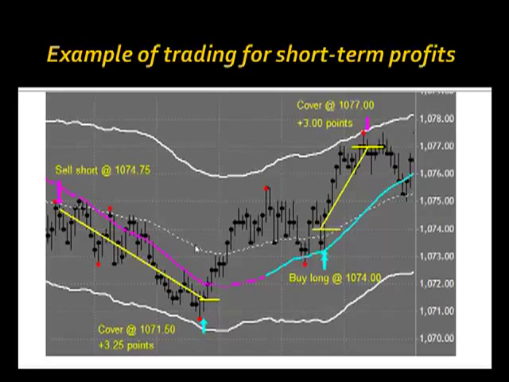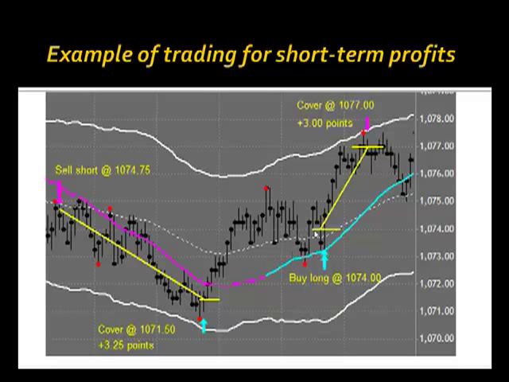Okay, so here's an example of trading for short-term profits. This time frame, everything you see on this chart, is about 15 to 20 minutes worth of market action. And you can see we had 2 trades during this time frame. We had a short here at 1074.75, and then we covered it at 1071.50, which gave us a profit of 3 1/4 points.